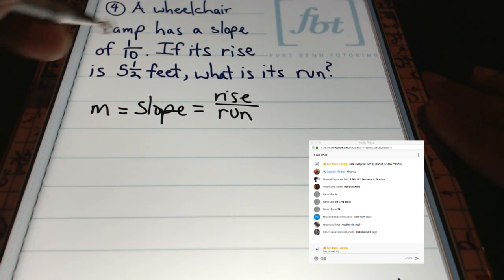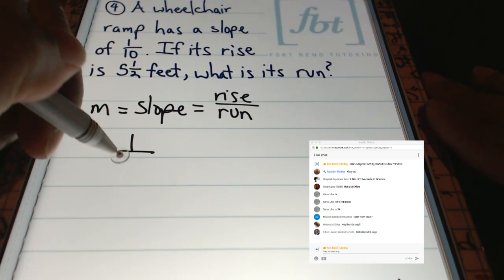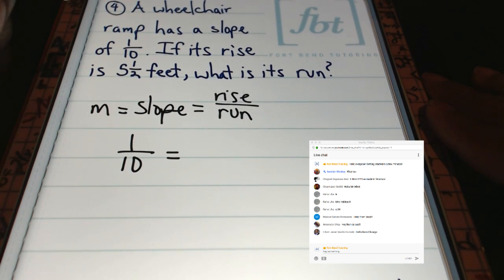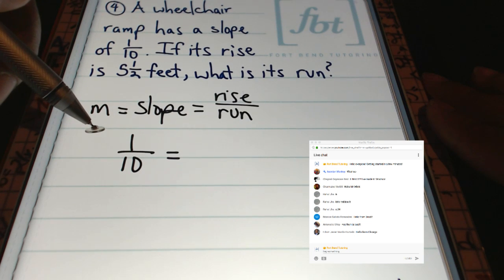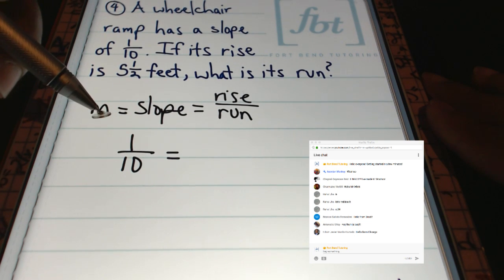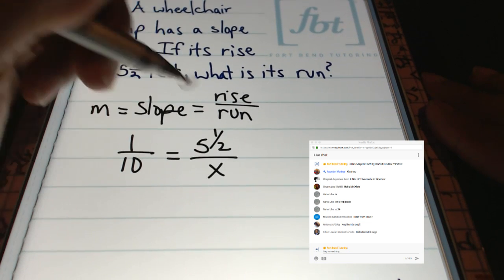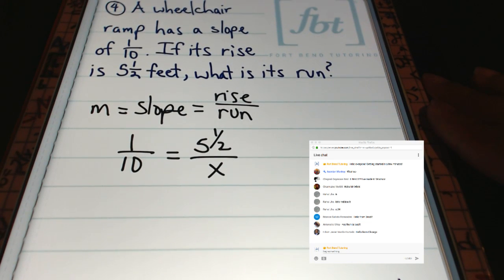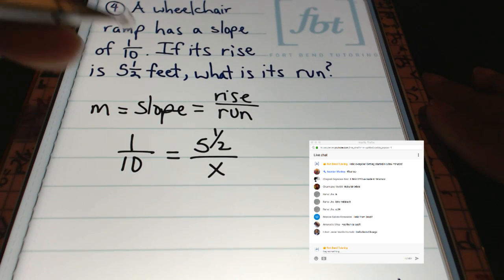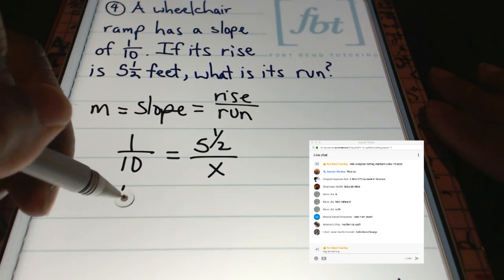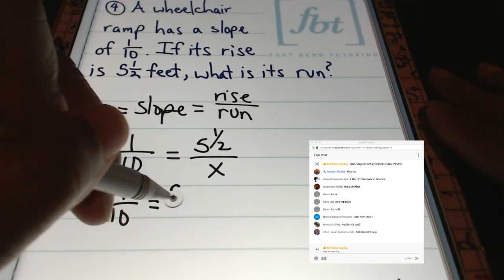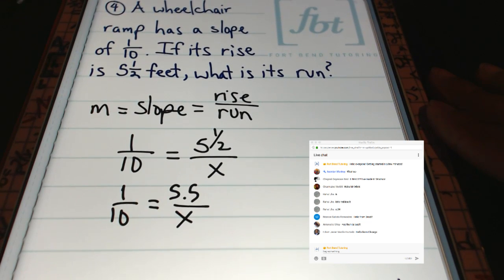So we're given a slope of 1/10, right? And we want to know if your rise in this ratio is 1, what would be the run if the rise is 5.5? Okay, so you could set it up this way. Yeah, just like that. All right. In other words, you could rewrite it if you wanted to as 1/10 is equivalent to 5.5/x. You could do that.